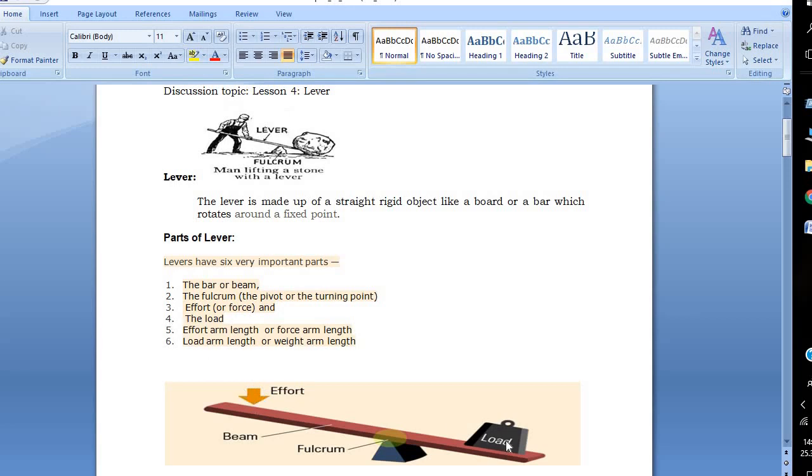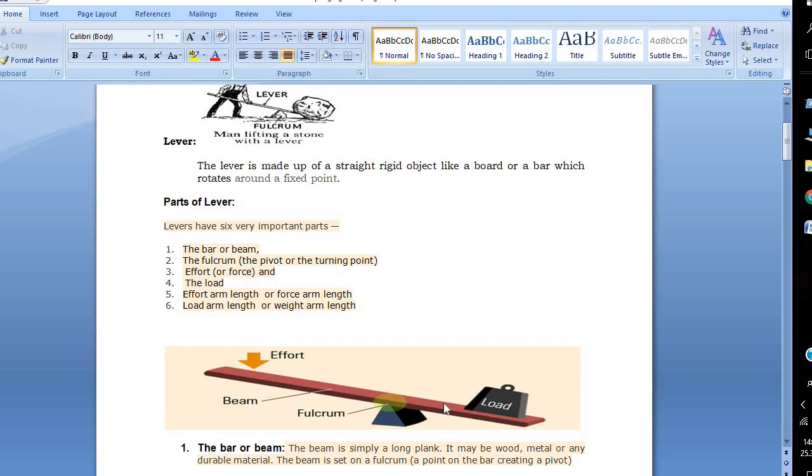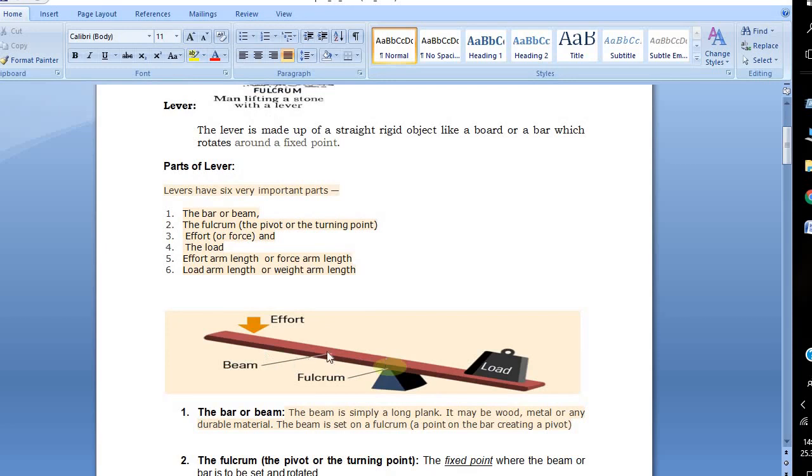Number 4 is the load. You can see the object which is lifted. This is the load. And the effort arm length: this is the effort arm length, the distance between the fulcrum and the effort or force. The distance between the load and the fulcrum is called the load arm length. These are the parts of the lever.